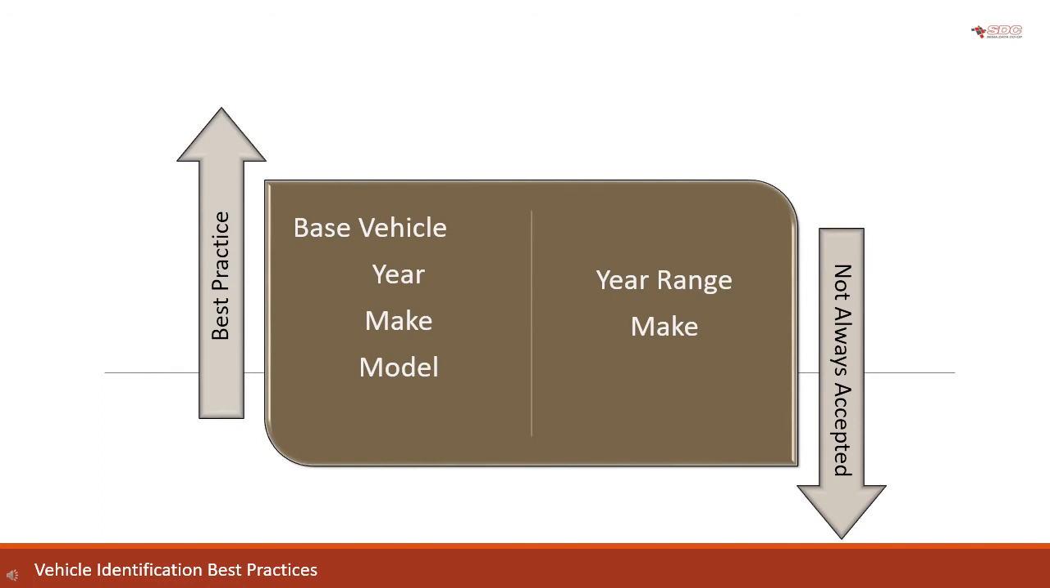The best practice that is suggested, though, is to go ahead and break those years out so that each year is listed with a base vehicle, year, a make, and then a model. The year ranges and makes are not always accepted by all receivers, and typically it requires more information to make good applications. So the preferred or best practice here is to use base vehicle.